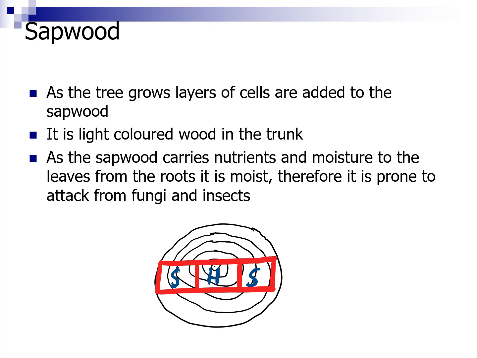As the tree grows, layers of cells are added to the sapwood. It is light-colored wood in the trunk. As the sapwood carries nutrients and moisture to the leaves from the roots, it is moist, and therefore prone to attack from fungi and insects. So when we want to get the plank out of there, which is what we're doing woodwork for and why we're actually studying this topic, we want to separate the sapwood from the heartwood.